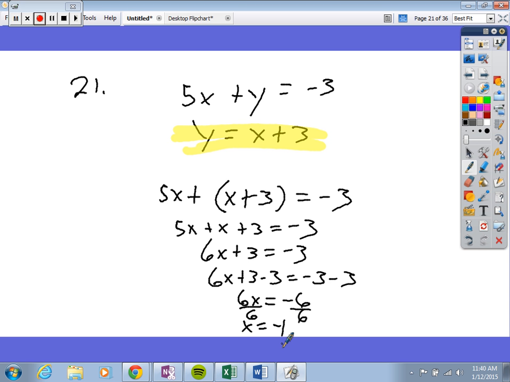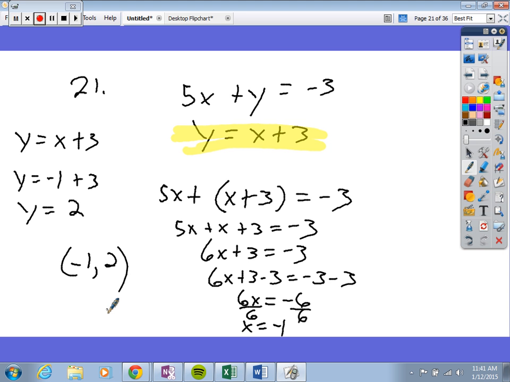Now, it wants me to solve, so that means I don't just need an x, I also need a y. So I'm going to come back up to my second original equation and say y is equal to x plus 3. I'm going to say y is equal to negative 1 plus 3. But what is negative 1 plus 3? Well, that's just a 2. So my answer is the point negative 1 comma 2. What that means is that this is the point where these two lines cross. They cross at negative 1 comma 2, and that's how you solve problem 21.